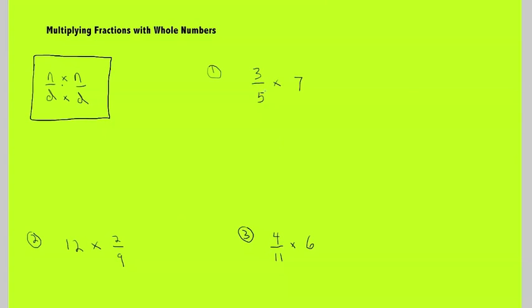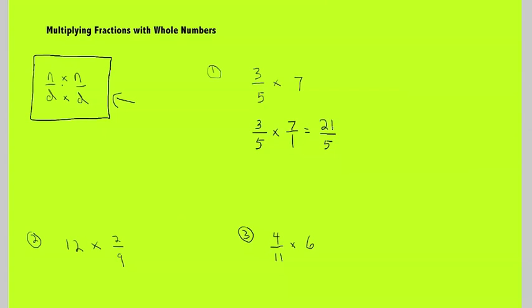If we look at number one, the problem we're faced with is that while this is in the form n over d, numerator over denominator, this one is not. So we have to turn 7 into a fraction that still equals 7. To do that, we're basically going to rewrite the problem as 3 over 5 times 7 over 1, because 7 over 1 essentially is 7 divided by 1, which equals 7. So 7 is the same thing as 7 over 1. Now we have it in that form, so we can just multiply our numerators together. 3 times 7 is going to give us 21, and 5 times 1 will give us 5.